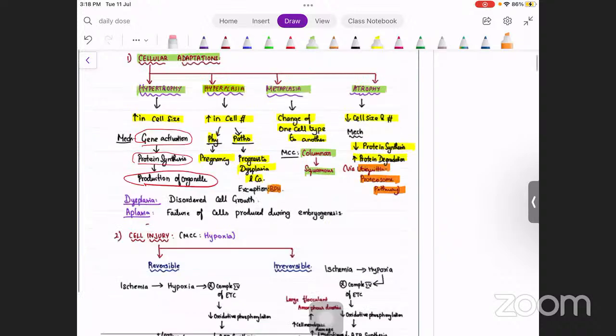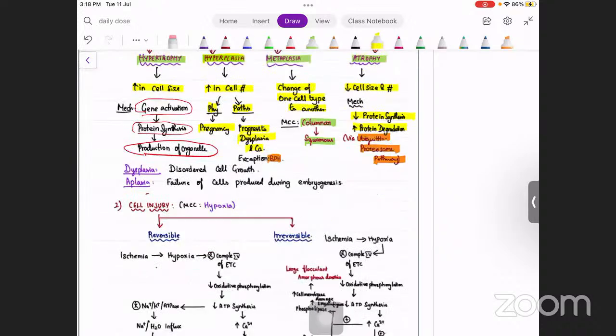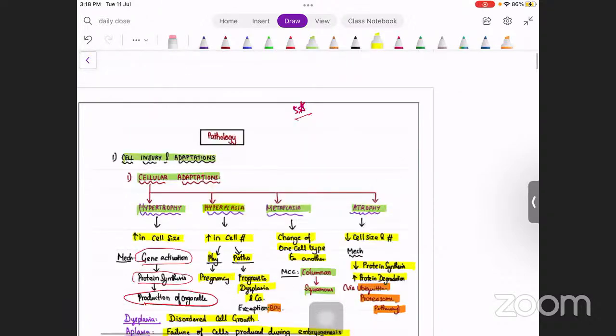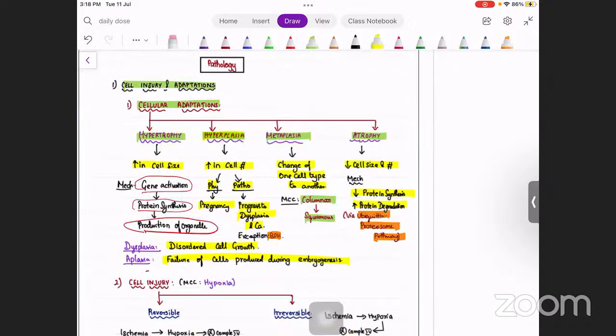Then you have dysplasia, disordered cell growth. There won't be any proper order in the cell growth. Aplasia, failure of the cells to be produced during embryogenesis. So cellular adaptation, very simple. Increase in cell size, hypertrophy. Increase in cell number, hyperplasia. Change of one cell to another cell, metaplasia. Decrease in cell size and number, atrophy. Disordered cell growth, dysplasia.